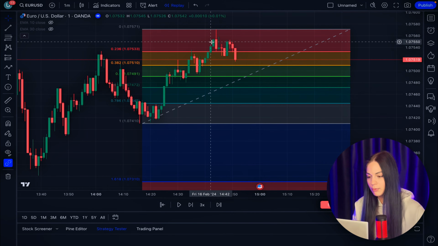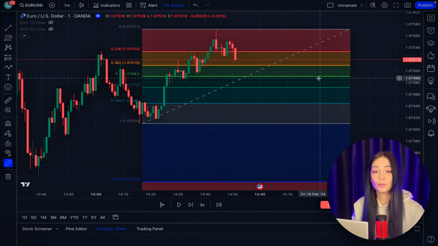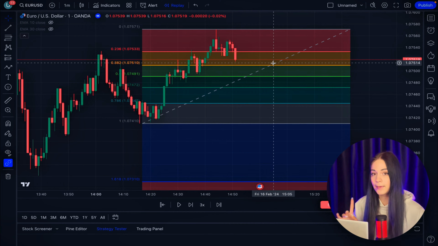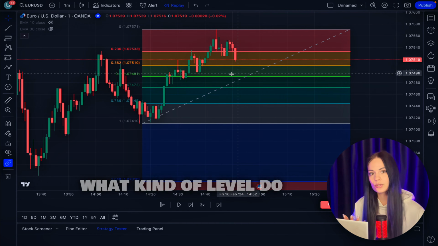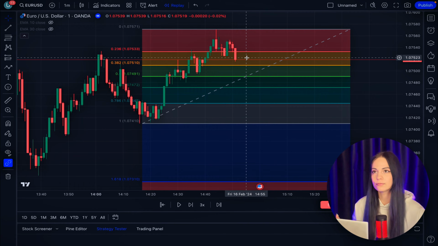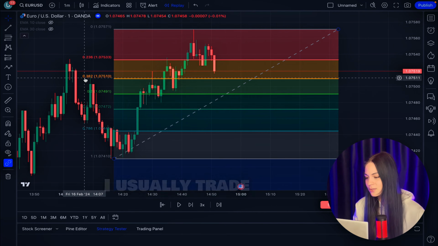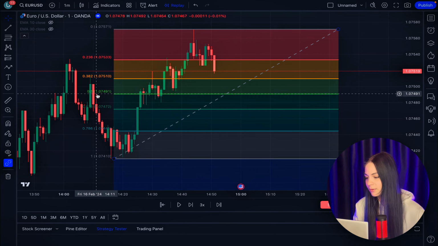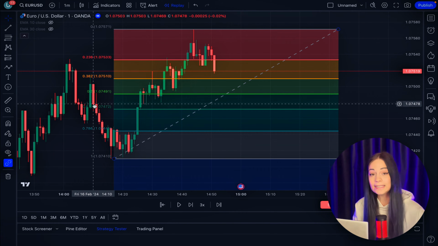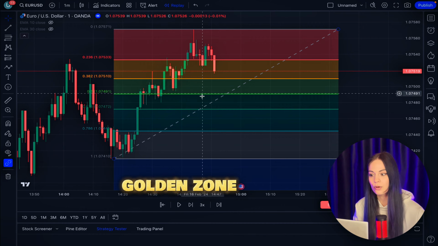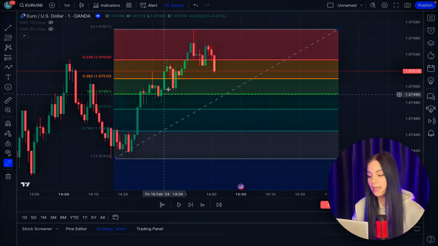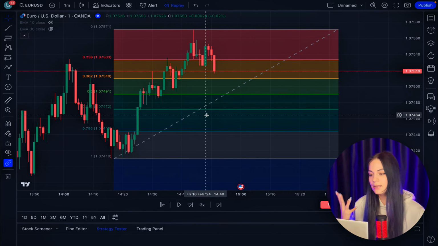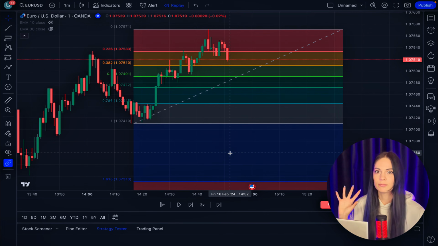All right, we added our Fibonacci retracement tool, and we are waiting for the price to go to a certain level, make a jump back up, and continuously move up. So what kind of level do you need to choose? Actually, a lot of traders use a lot of different levels. I usually trade with three levels: 0.38, 0.5, and 0.62. These three levels are actually called the golden zone, and if the price movement happens in those levels, the price reversal is really probable in those cases.